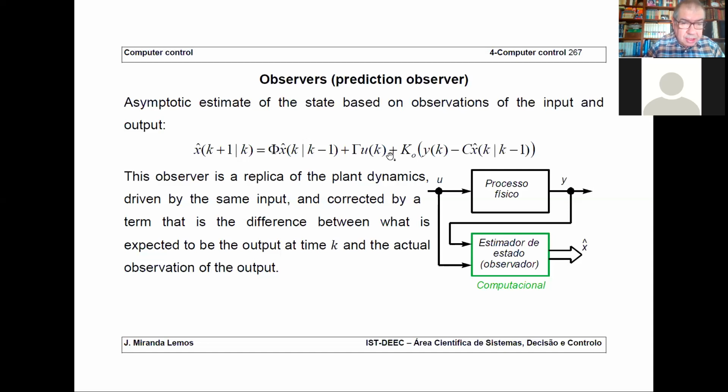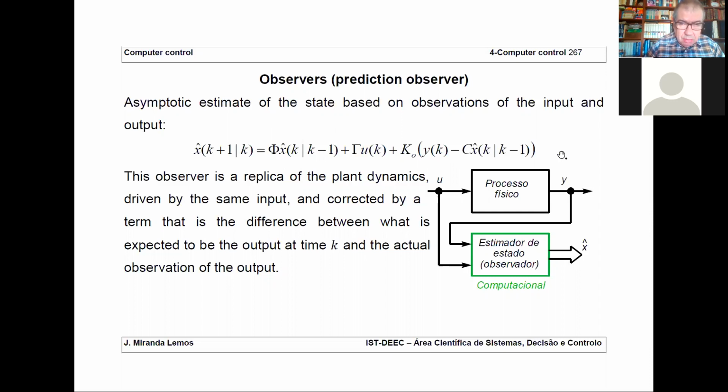So what you are doing, if you forget this term, is replicating your system with the same input. If the model is perfect and there are no disturbances, if you apply the same input to the true system and to the model, you will get the same state. Now, the problem is that in general, there are disturbances that affect the system and do not affect the model, of course. And you may not also know the initial condition of the true state. So your initial condition for the estimate of the state can be different.